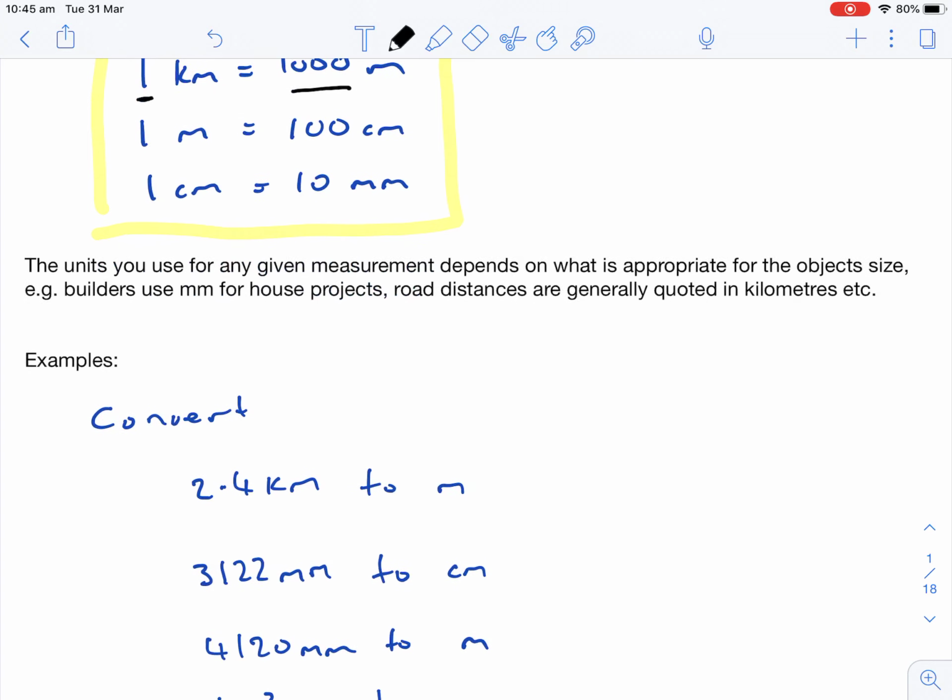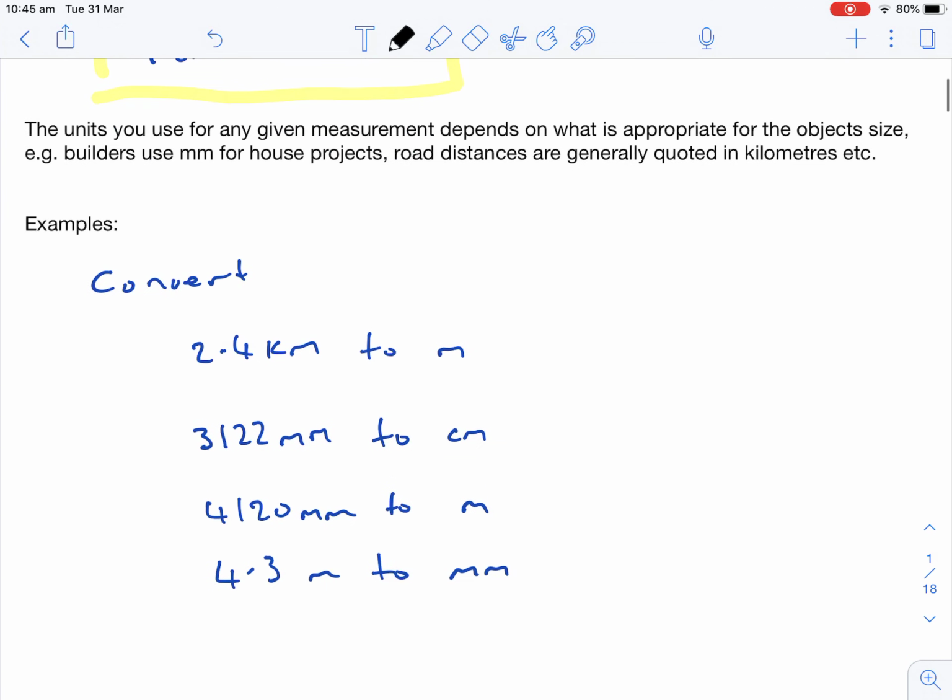Okay, so let's try a few of these. The other thing you should know, okay, so what units should you use? The units of measurement that you should use for any measurement depends on what it is you're measuring, and therefore what's appropriate for the size of that object.